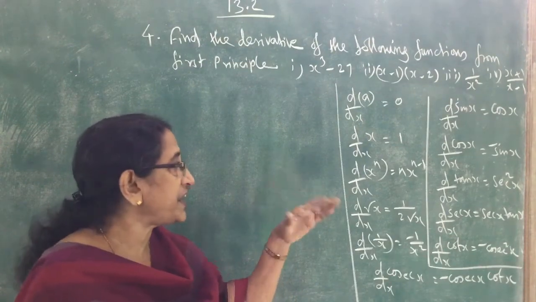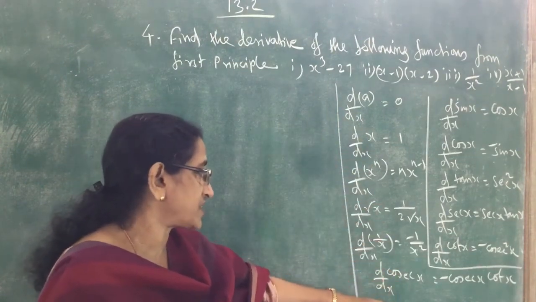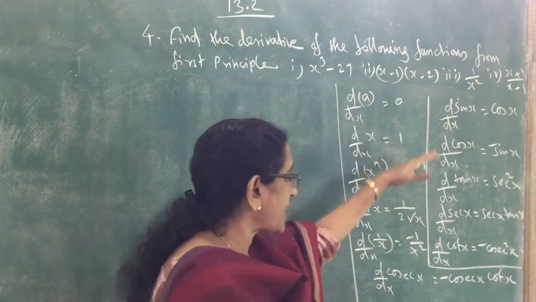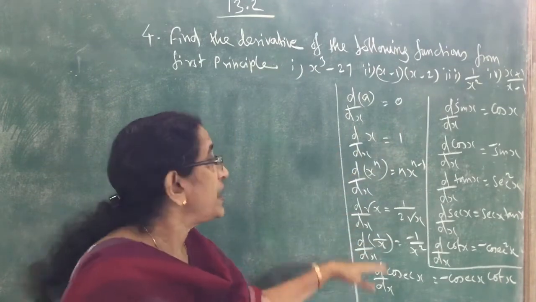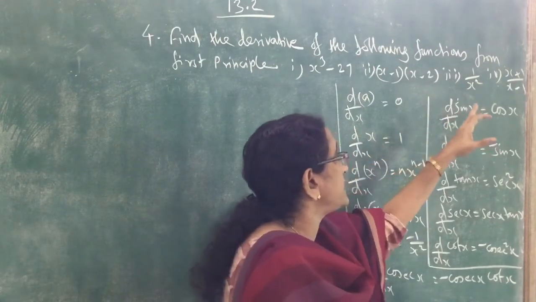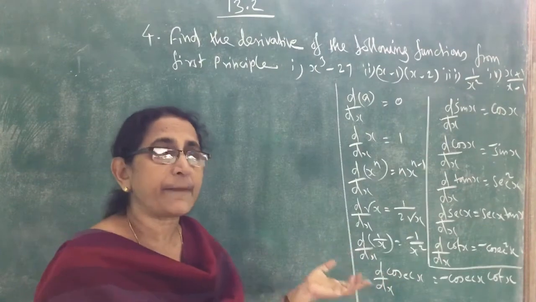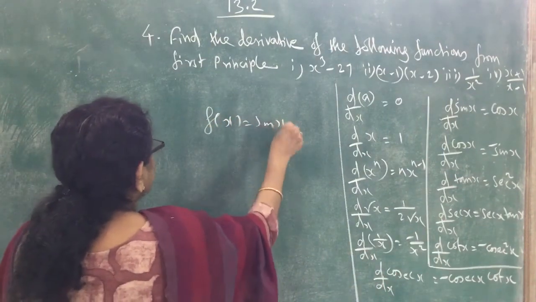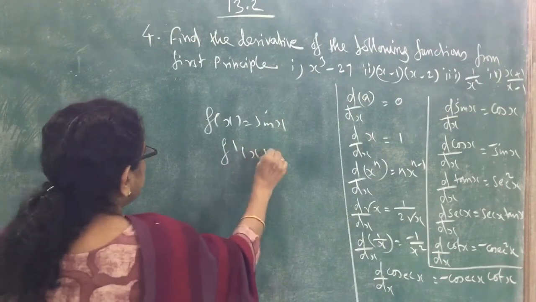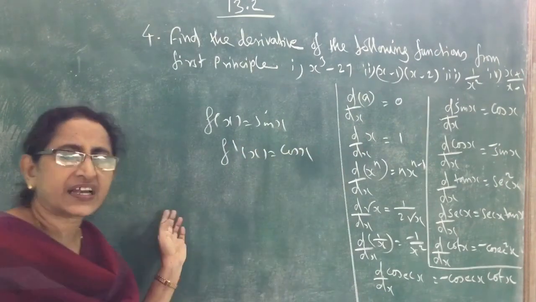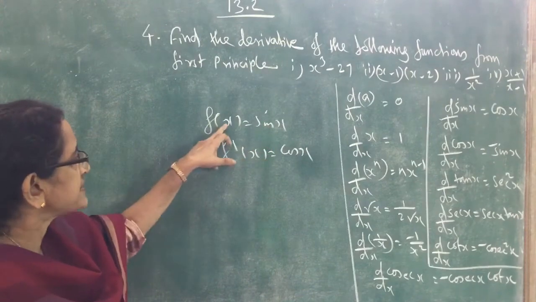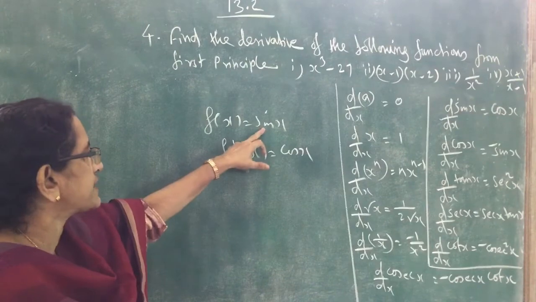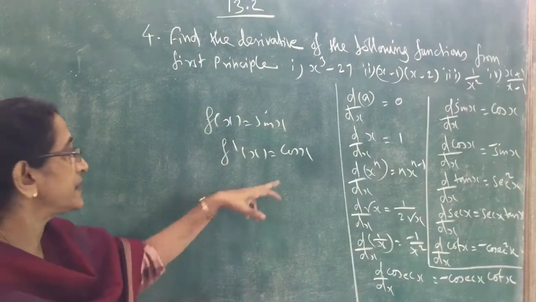Now we have to study the derivatives of some functions by heart, and we have to apply that in the questions. So we have to study the derivatives of these functions. Derivative of sin x, d by dx of sin x, that is same as f dash x. If f of x equal to sin x, then f dash x equal to cos x. That means the derivative of sin x with respect to the variable x is cos x.